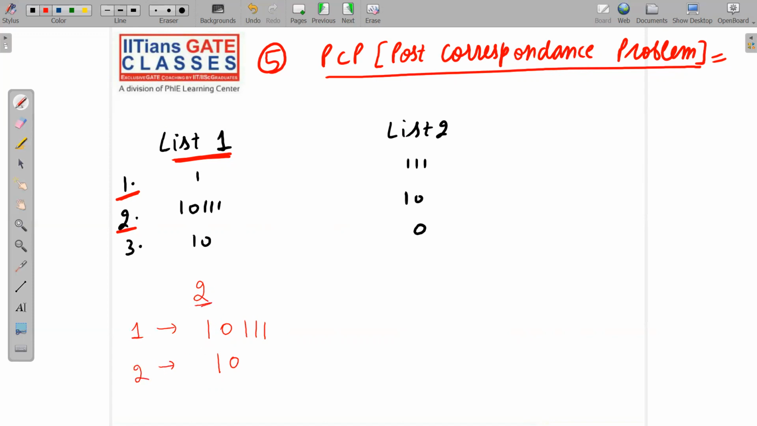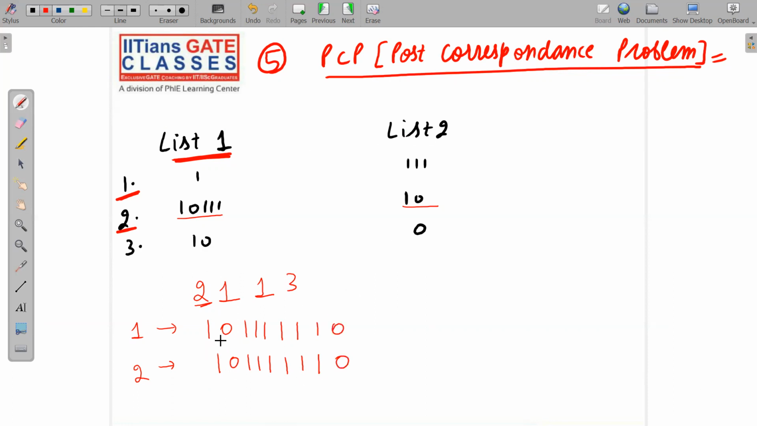And I have chosen 2 means what? From list 1 I have chosen number 2, and from list 2 also I have to choose number 2 only. Now 1 means from list 1 I will take 1, from list 2 I will take 111. Again I am choosing 1, so from list 1 I will take 1, and from list 2 I will take 111. Now I will take 3, which means from 1 I will take 10, and from 2 I will take 0.